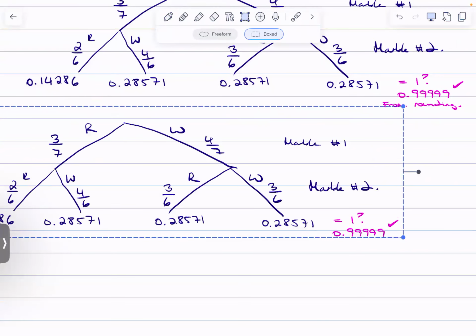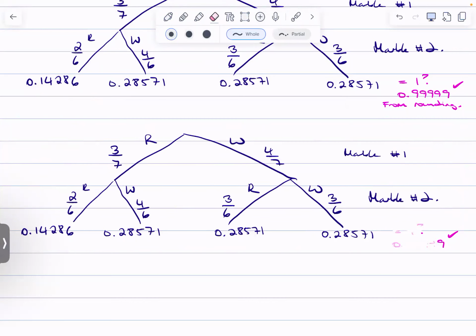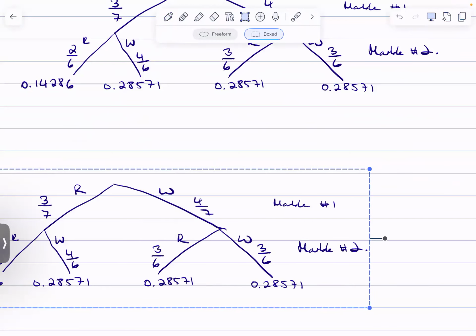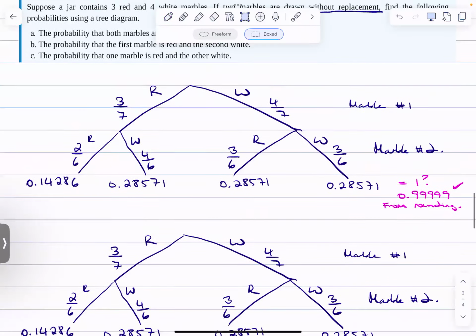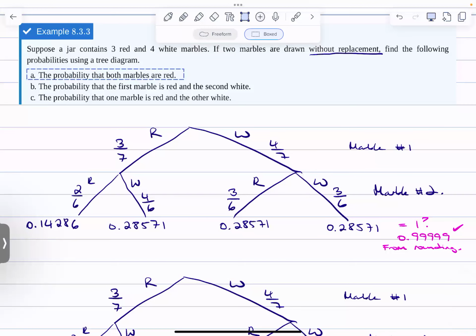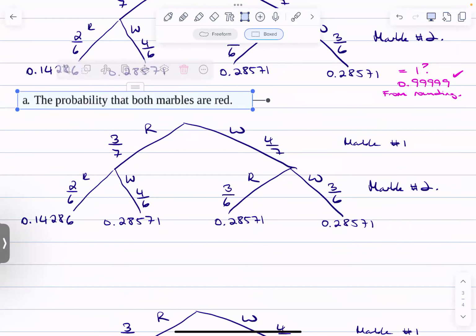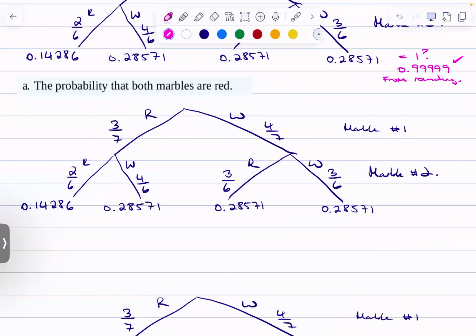Copy. Paste. I'll remove this. Copy. We already answered A. The probability that both marbles are red is equal to 0.14286. Rounded, I guess.